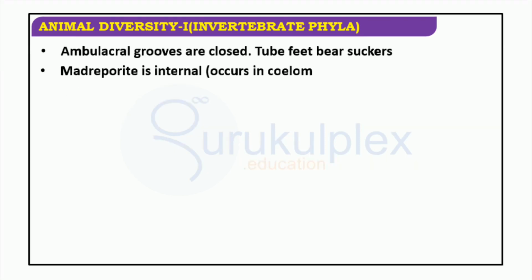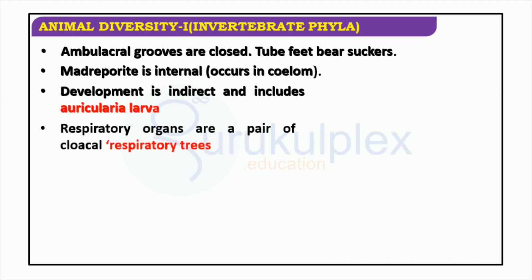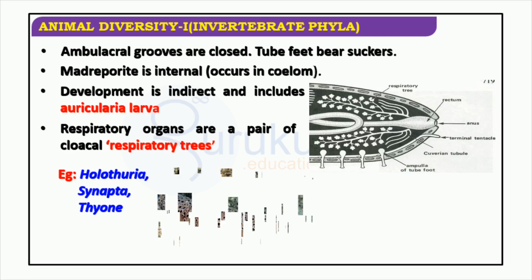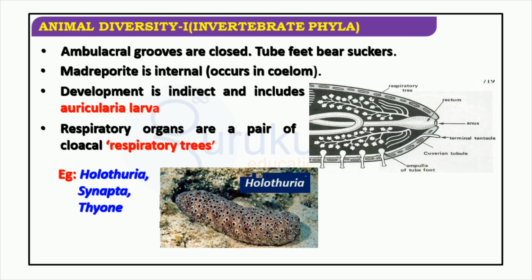I'm going to talk to you about animal diversity in invertebrate phyla. We'll be examining the ambulacral grooves that are closed and the tube feet that bear suckers. We'll also be delving into the madreporite, which is internal and occurs in a coelom. Additionally, we'll be looking into the cloacal respiratory trees and studying indirect development with auricularia larvae. To finish off, we'll be looking at some examples such as Holothuria, Synapta and Thyone.